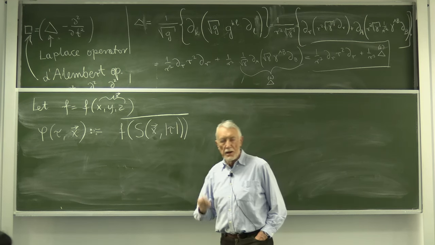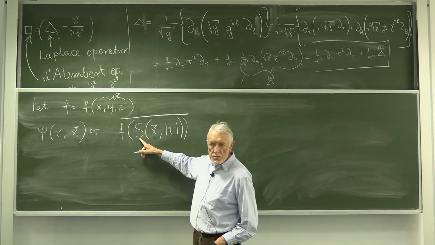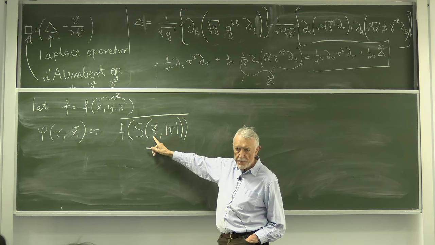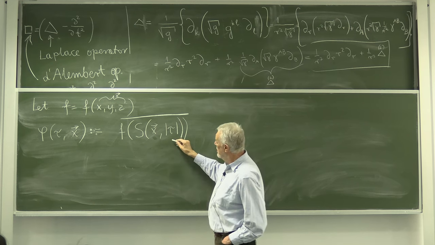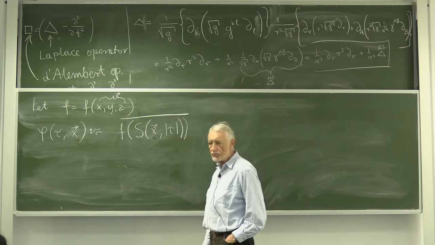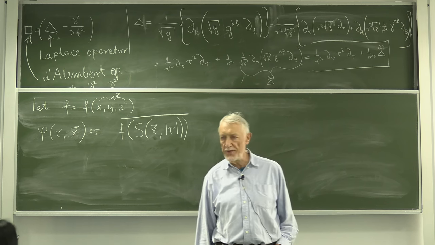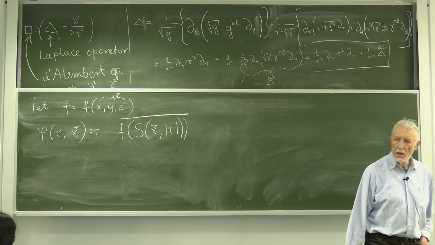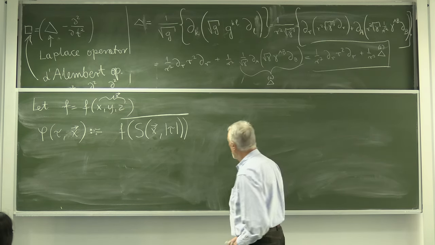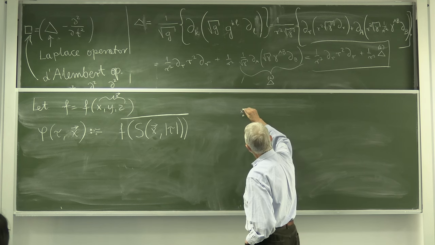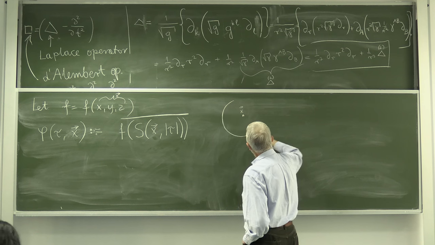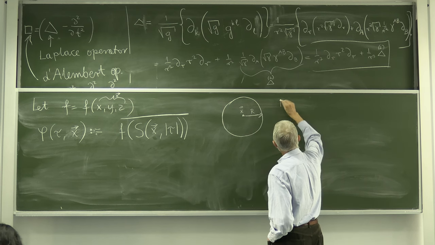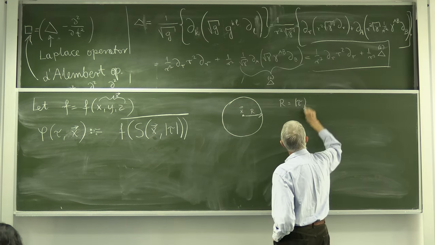by definition, I take a sphere which is centered at point x and whose radius is equal to the absolute value of tau, so it is symmetric with respect to the change of tau. Yeah? So if we have this x, we take a sphere of a radius r, where r is equal to tau.